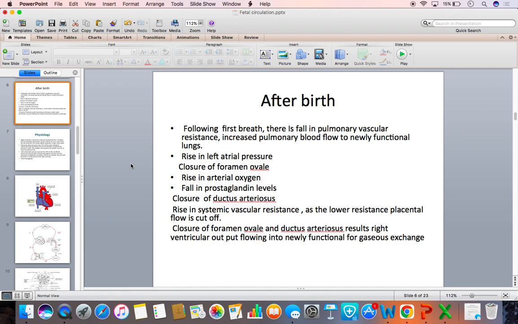There is an increase in the peripheral vascular resistance because the placenta, a low vascular resistance organ, is cut off from the systemic circulation. And after birth, there is a rise in the systemic vascular resistance. There is an increase in the oxygen saturation and a fall in the prostaglandin levels. That results in the closure of the ductus arteriosus after birth.